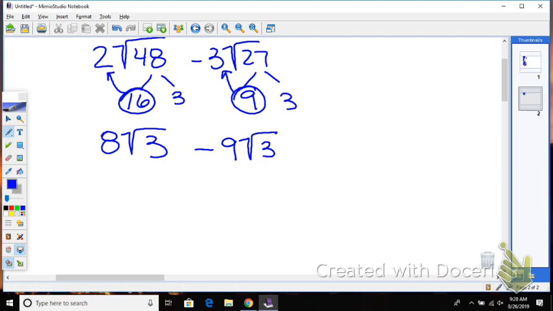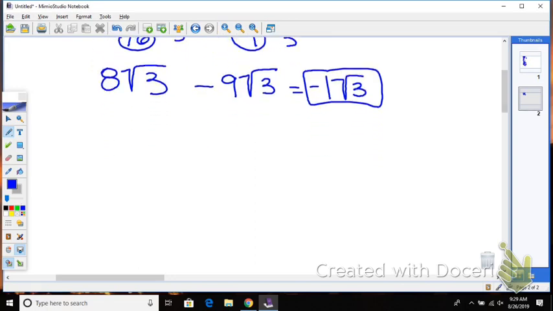And now we're able to subtract the two radicals. So this is 8 minus 9, which is negative 1 times the square root of 3. So when you see add and subtract, the only thing you have to do is make sure that they are the same number underneath. Okay? I got one for you guys to try on your own, and then we will rationalize the denominator, which is easy.